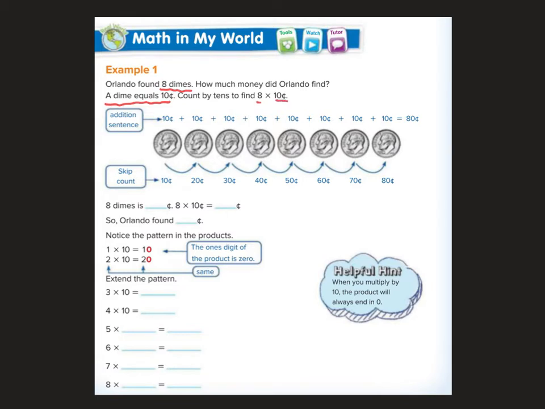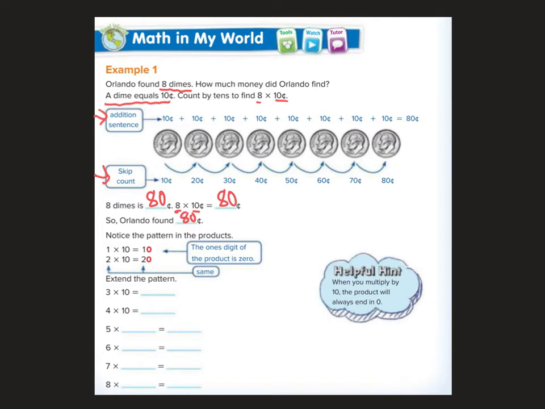One option I have is to do an addition sentence where I do 10 plus 10 plus 10 plus 10 plus 10 plus 10 plus 10 plus 10 to get 80. Or I have the option to skip count. 10, 20, 30, 40, 50, 60, 70, 80. So we know that 8 dimes is 80 cents. 8 times 10 cents is 80 cents. So Orlando found 80 cents.